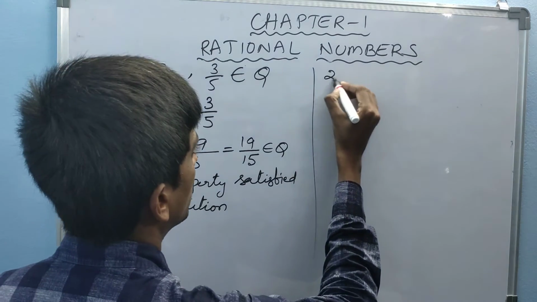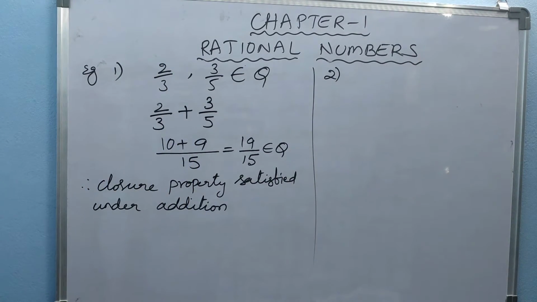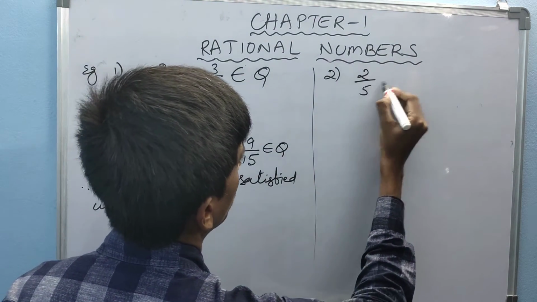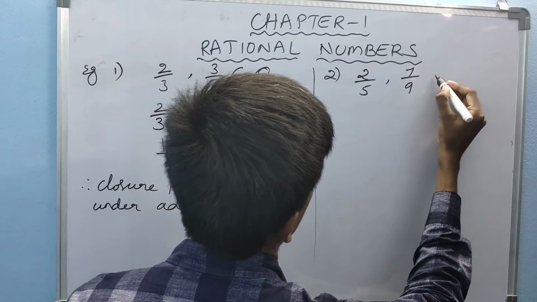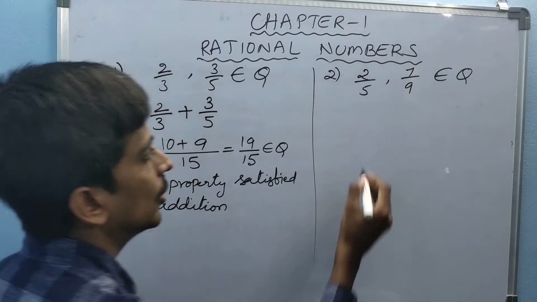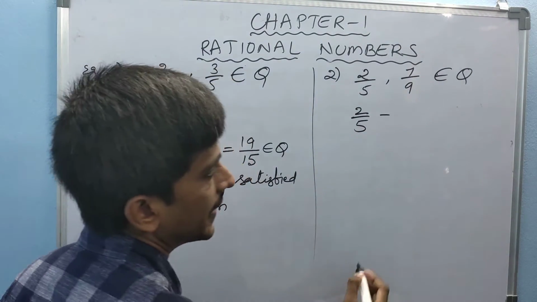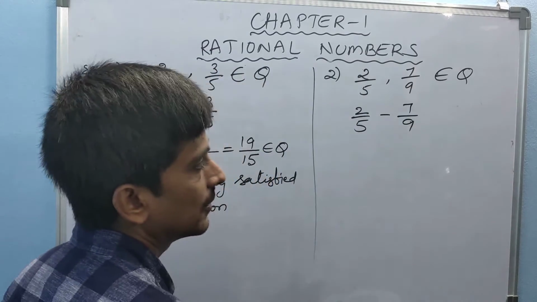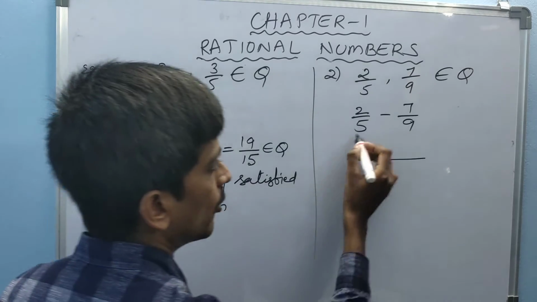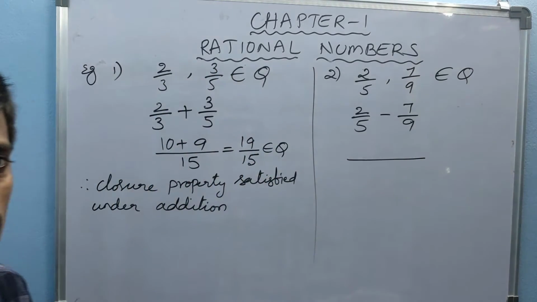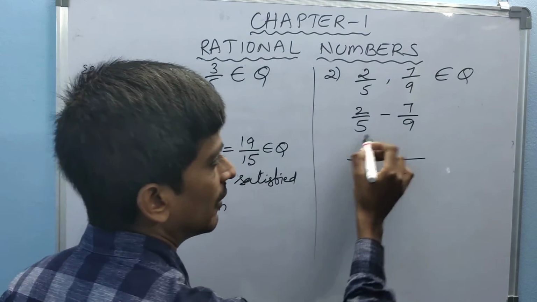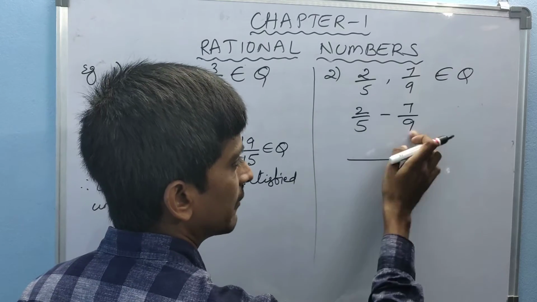The next one, the second example, is subtraction. What about subtraction? Is it satisfied or not? Let us check. 2 by 5, 7 by 9 belong to Q. These two are rational numbers. So 2 by 5 minus 7 by 9. Here 5 and 9 are co-primes. There is no common factor for both 5 and 9. Such numbers are called co-primes. The LCM of co-primes is their product.